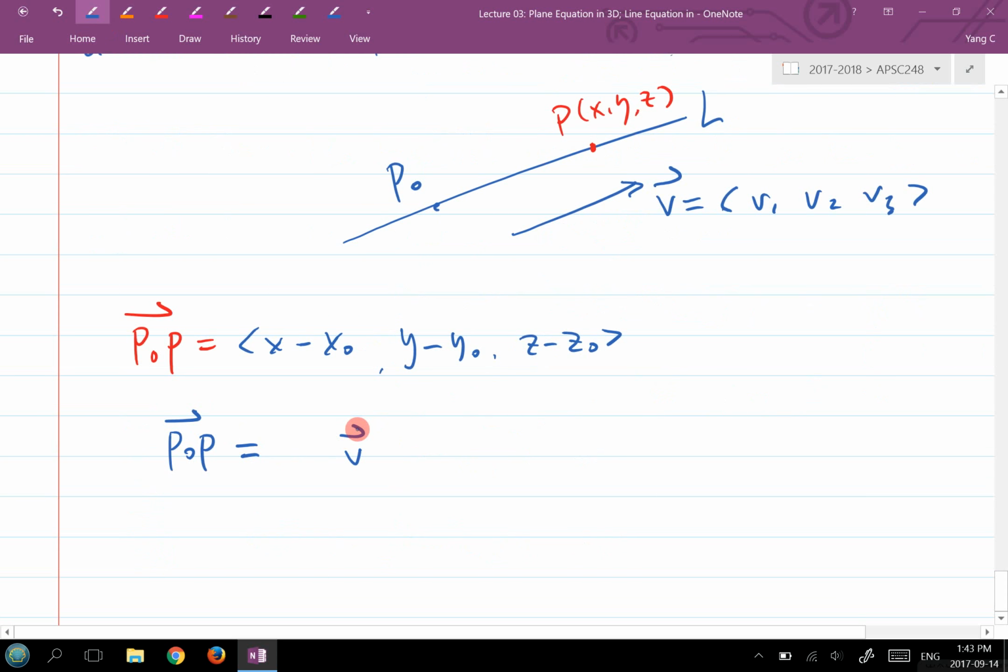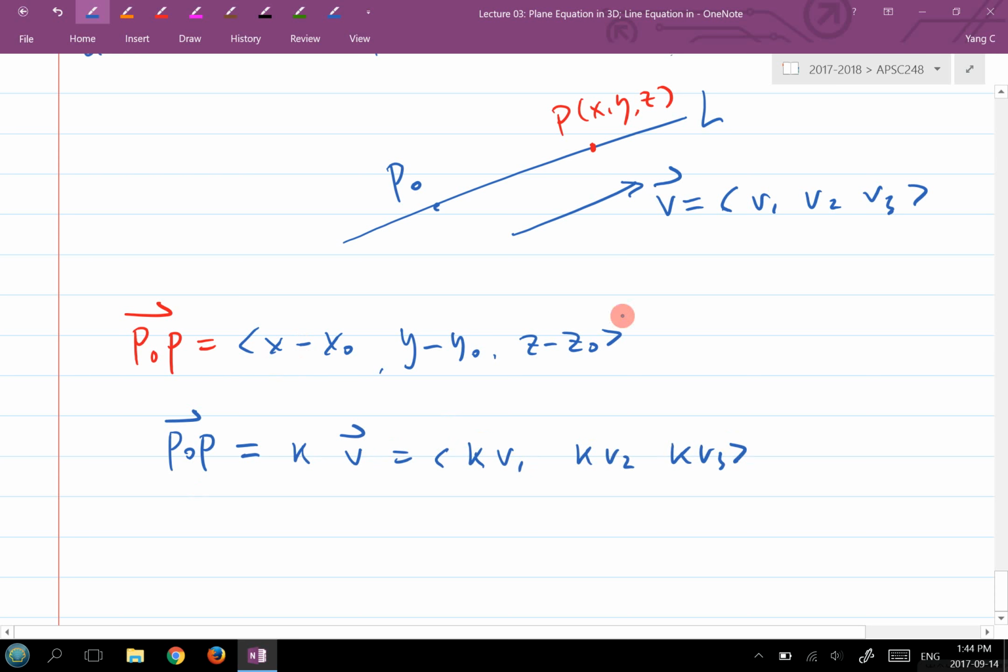If a vector is parallel to another one, what's the relationship between the two vectors? They differ only by a scale k, right? So we can use a scale k here to tell the difference. V is given, so we can substitute k times V. So that's your k times V vector, and then you have the P naught P vector here.